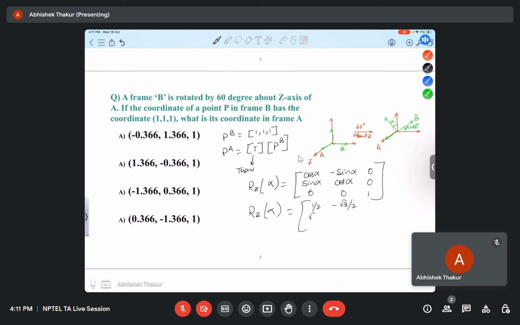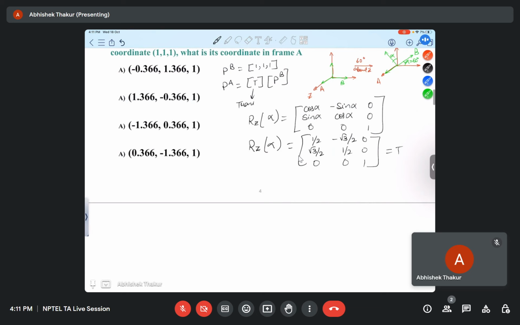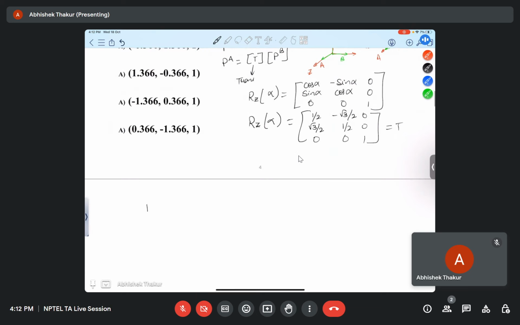Then again, sin alpha is root 3 by 2, and cos alpha will be 1 by 2. This term will remain the same, so this is our T here. Now we have to find PA. So PA will be the matrix with rows 1 by 2, minus root 3 by 2, 0; root 3 by 2, 1 by 2, 0; 0, 0, 1.